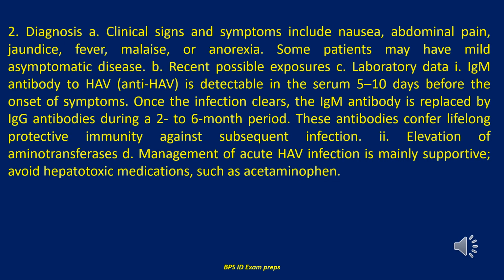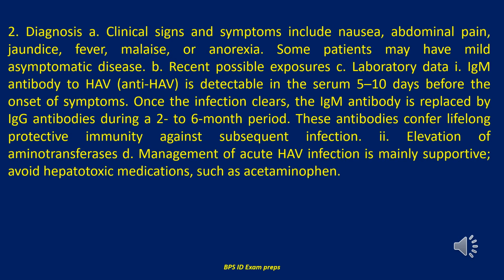2. We will now discuss its diagnosis. A. Clinical signs and symptoms include nausea, abdominal pain, jaundice, fever, malaise, or anorexia. Some patients may have mild asymptomatic disease. B. Recent possible exposures. C. Let's move on to laboratory data.